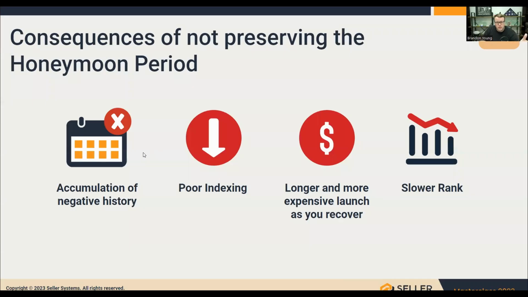If you do not preserve the honeymoon period correctly, then you're going to have accumulation of negative history. You're going to have poor indexing. Amazon might not know what you're selling because a lot of times you create the listing and you didn't write it all the way. And you have longer and more expensive launches because you need to overcome a lot of that negative history. It's going to take you weeks and weeks to accumulate those 15-day averages and 30-day averages that weigh more, instead of immediately having the only averages they can look at, which is the performance you give it. So it's going to rank slower, it's going to be more expensive, it's going to take longer to rank, and you're going to have indexing issues. It's just a nightmare. It's really, really expensive if you didn't do this properly.